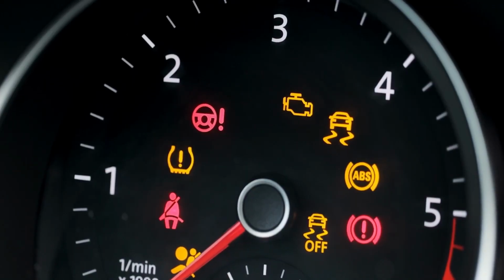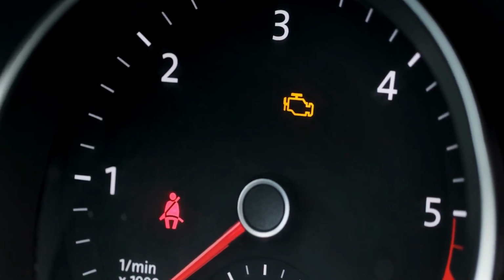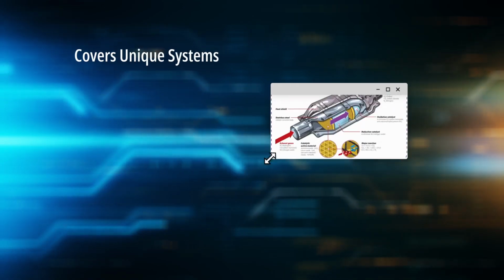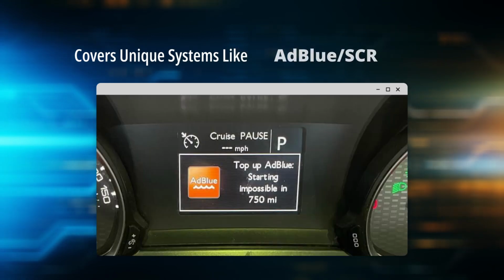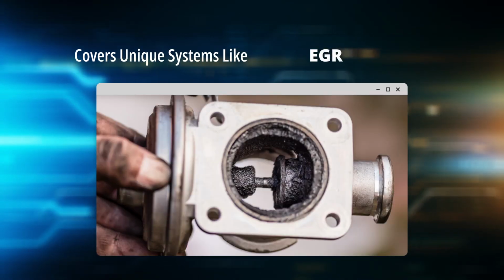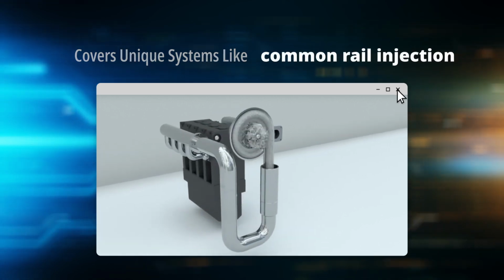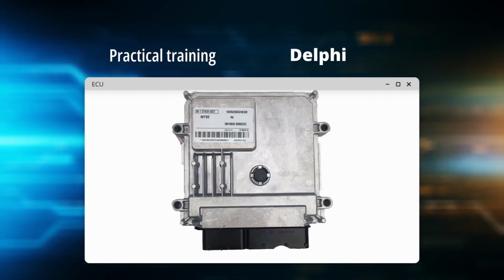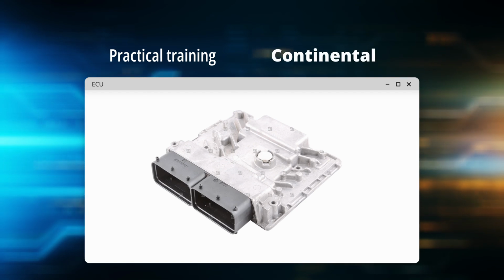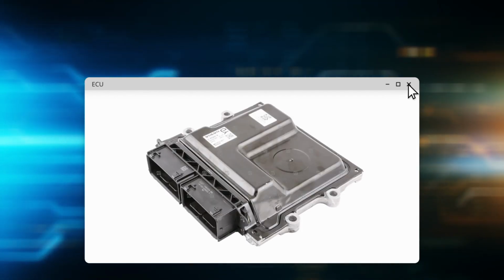What makes this course different? Tailored for diesel engines, it covers unique systems like catalytic converters, DPF, AdBlue or SCR, EGR, turbo systems, and common rail injection. Practical training: real projects on ECUs from Bosch, Delphi, Continental, Denso, Hitachi, and more.